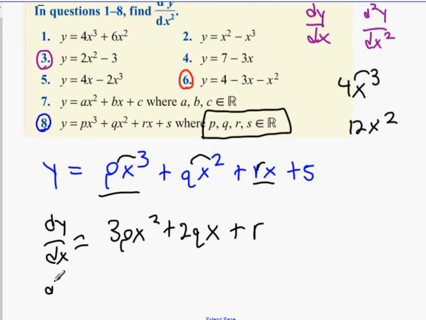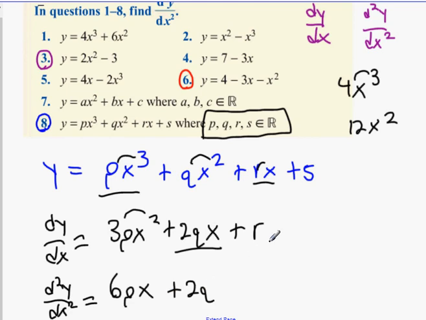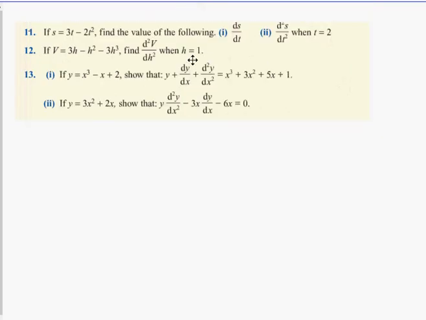I want you to do it a second time. d2y dx squared equals, multiply it by 2, 6p, take 1 away from the x. Differentiate 2qx plus 2q. r is on its own. What happens when you differentiate r? 0. Okay? Now, I reckon you all think they're fairly easy.